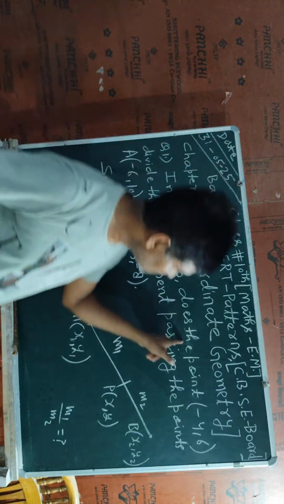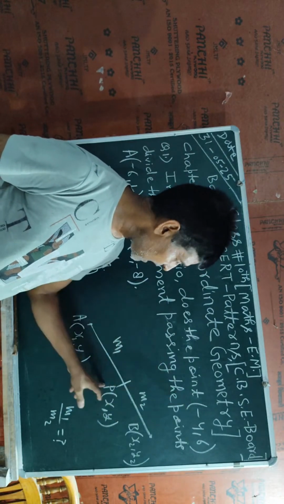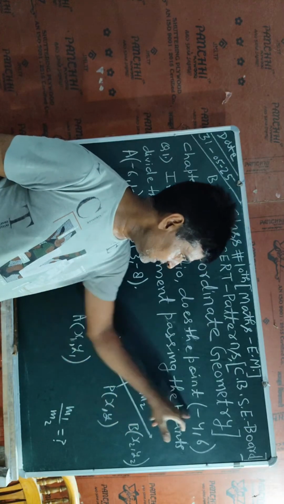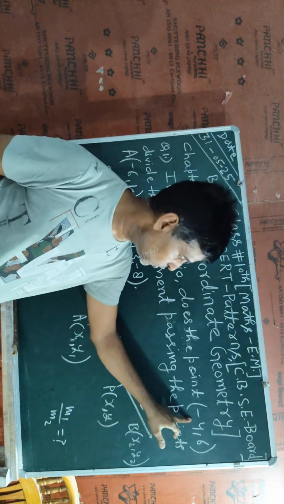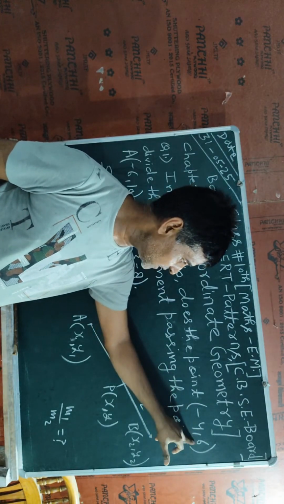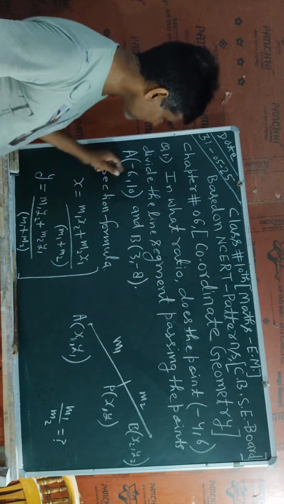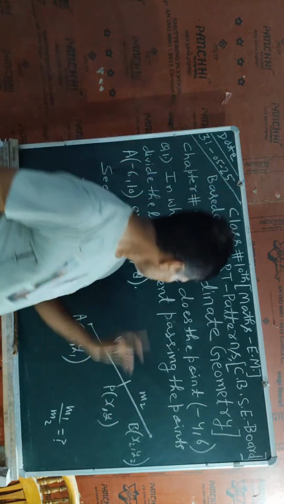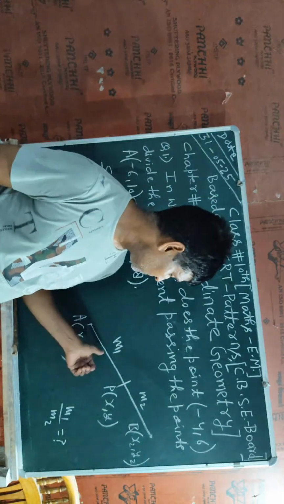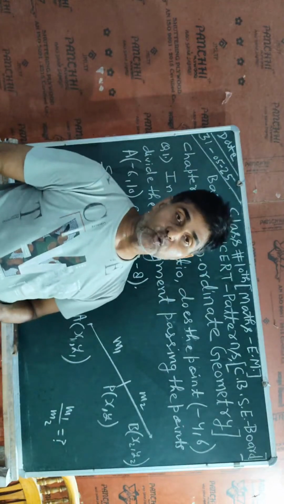Now I have written here P, its coordinate is (x, y), and the x coordinate is -4 and the y coordinate is 6, that is, the abscissa is -4 and the ordinate is 6. Point A is given as (-6, 10), and point B is given as (3, -8). So I will substitute here, and after substituting, I will get the value of m1 divided by m2. That will be the answer.